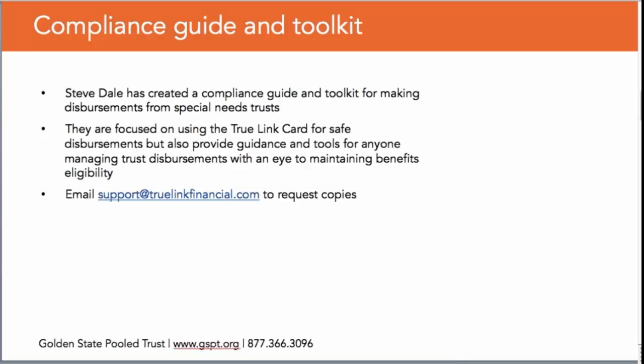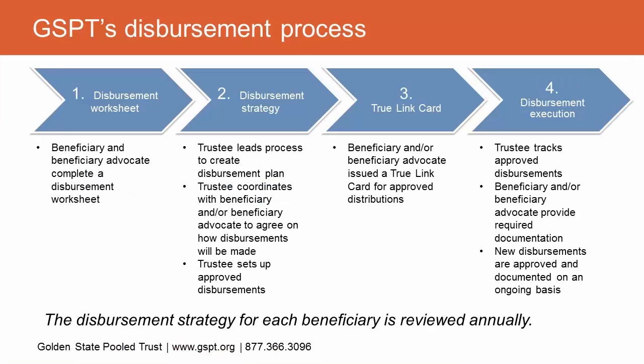But the basic idea is when someone creates a new account at the Golden State Pool Trust, when a sub-account in the pool trust is funded, there's a critical step, which is the beneficiary and beneficiary advocate, and that might be the same person. Some beneficiaries are their own advocate, others have a family member or guardian or caretaker of some sort who acts as an advocate for them. What they do is they complete a disbursement worksheet laying out their vision for how they would hope that the funds from the trust be used in the short term and over time.